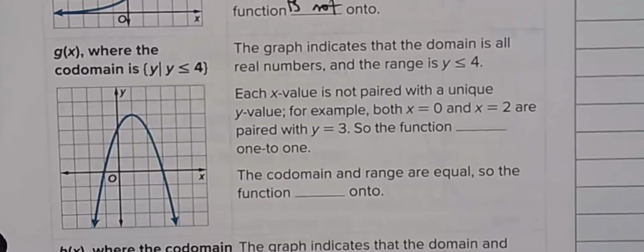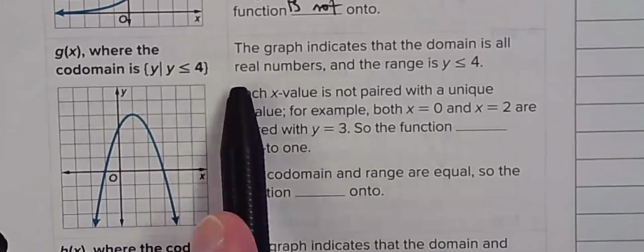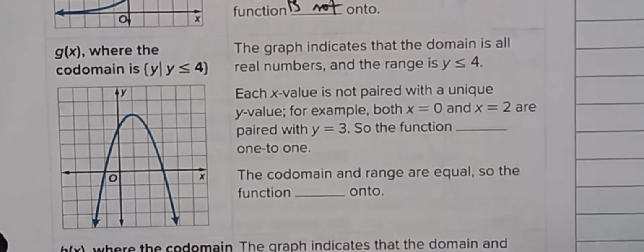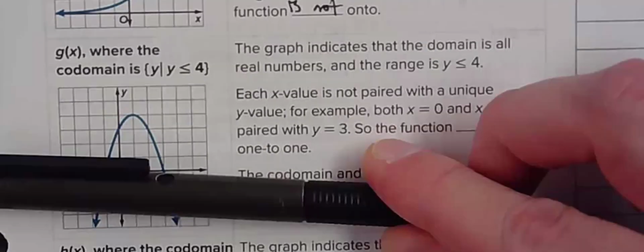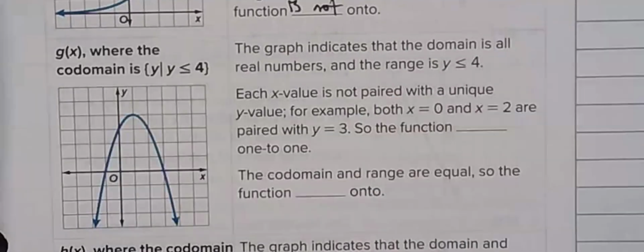Okay, let's keep going here. So we talked about the codomain matching the range. All right, so looking at the function itself, each x value is not paired with a unique y value. So if you place a horizontal line, there are plenty of places where a horizontal line will intersect two y values at the same time.